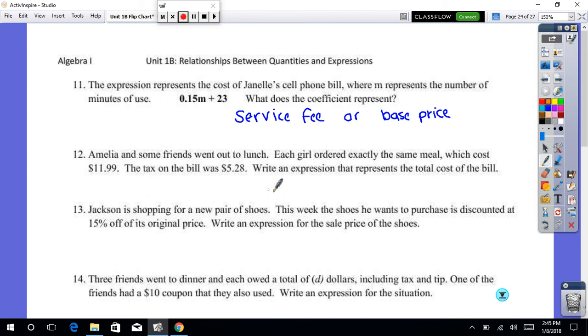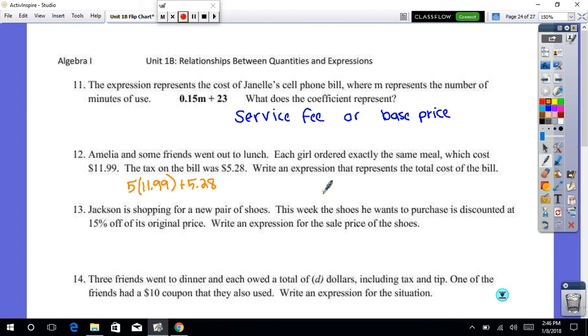Okay, Amelia and some friends went out to lunch. Each girl got exactly the same meal that was $11.99. Okay, the tax on the bill was $5.28. Write an expression that represents the total cost of the bill. Okay, if there were 5 of them, and they each spent $11.99, plus the tax of $5.28, and there's your expression.